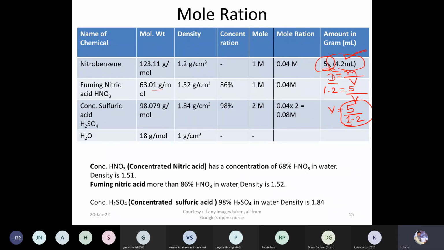Then after I have started with 5 gram, now what will be the mole of that 5 gram?